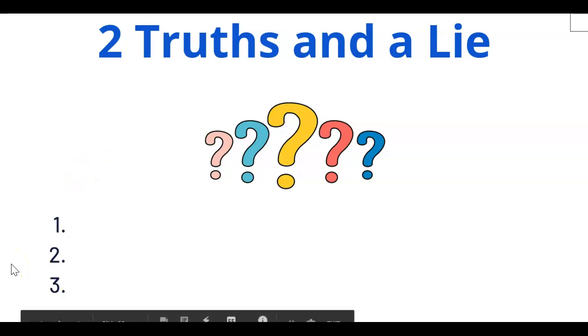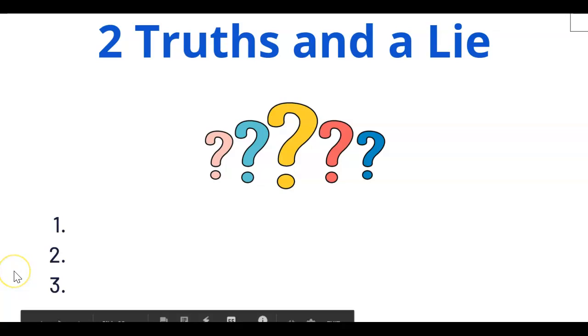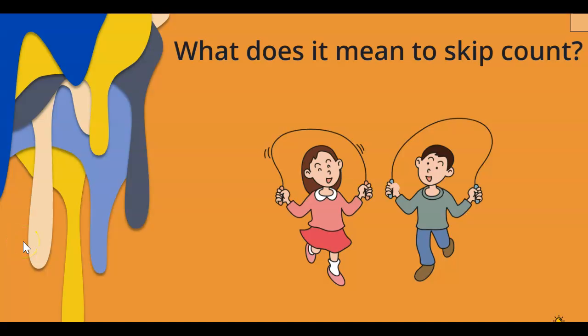So you've had a few minutes to complete your 2 truths and a lie. So make sure that you do complete it, because when you turn this in to your teacher, it needs to have been done. What does it mean to skip count?